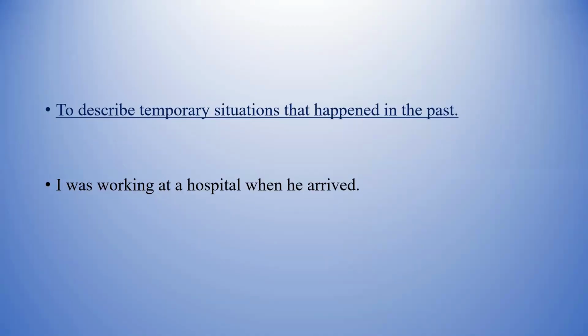Next, we use past continuous to describe temporary situations that happen in the past. Look at the examples. I was working at the hospital when he arrived. This is a situation that happened in the past. Then we use past continuous to describe that particular situation.